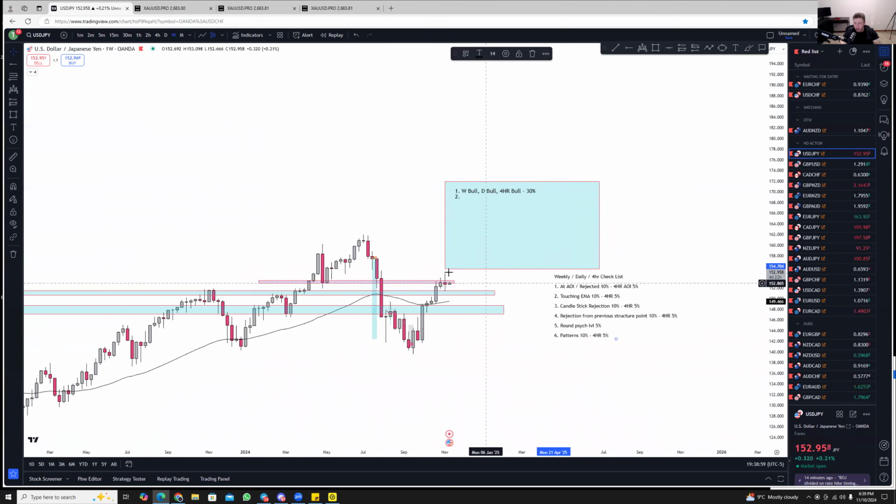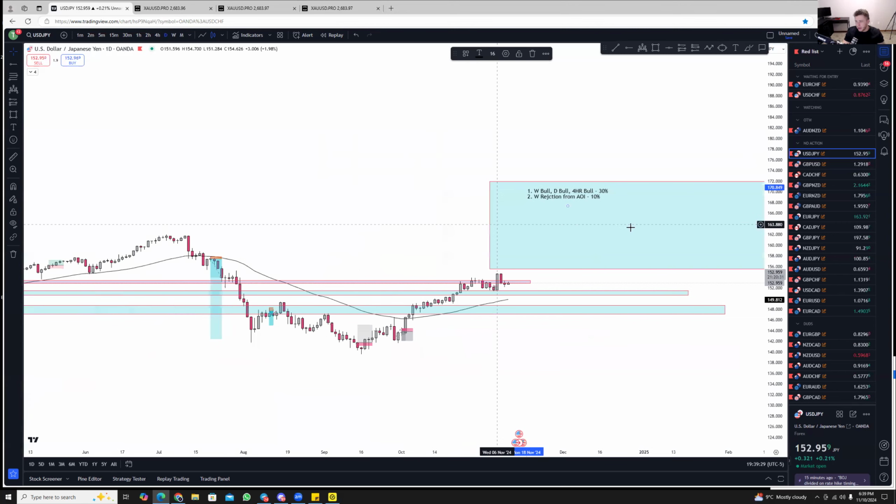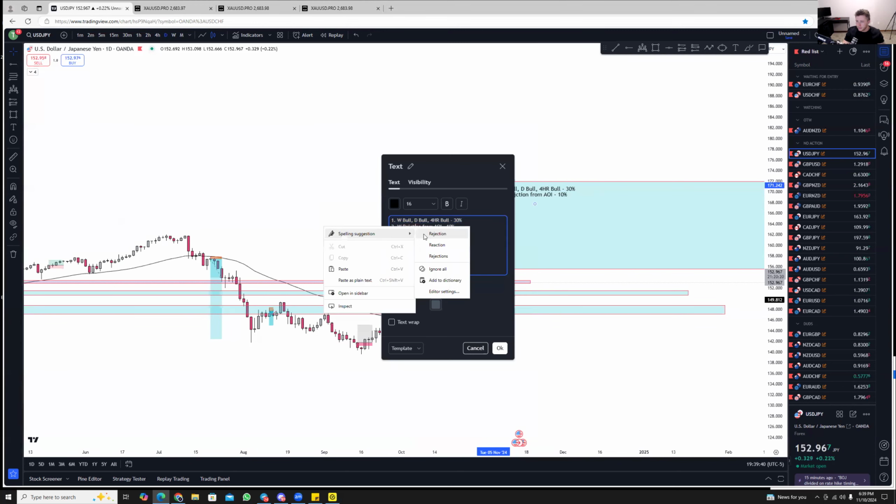Are we at an area of interest or rejecting an area of interest? Well, we have a weekly rejection from the area of interest, equal to 10%. We are at a daily area of interest. Rejection at the daily AOI, which is 10%.